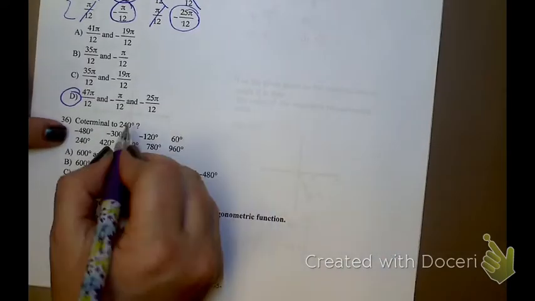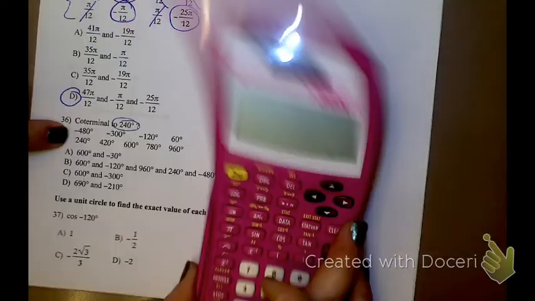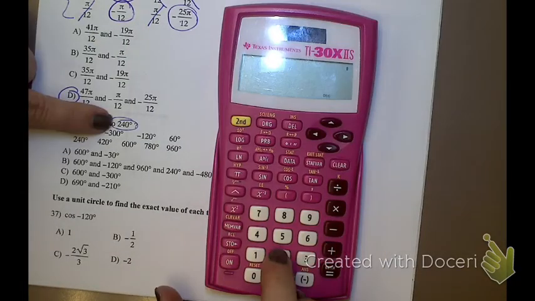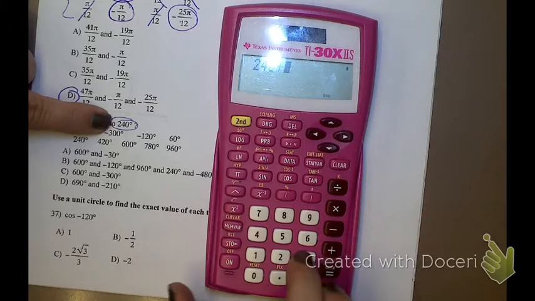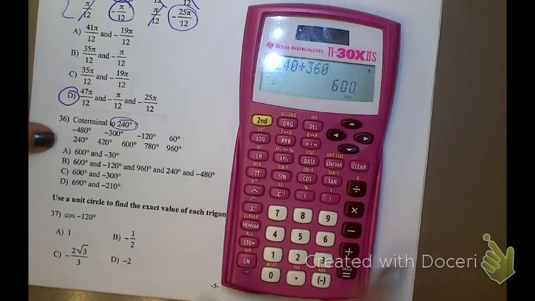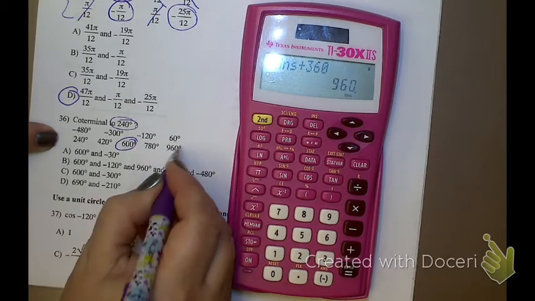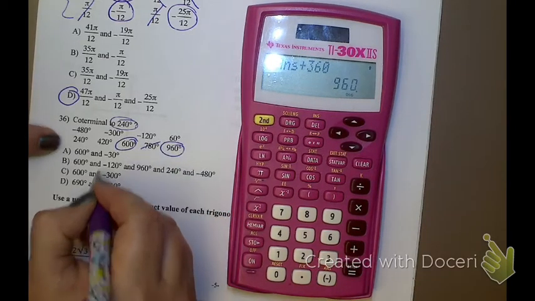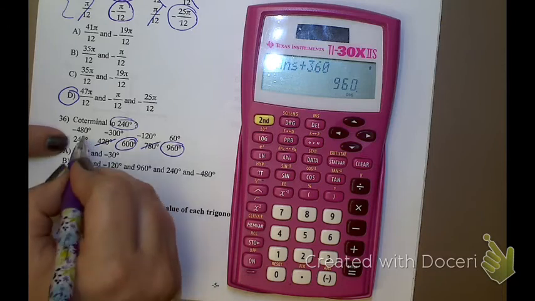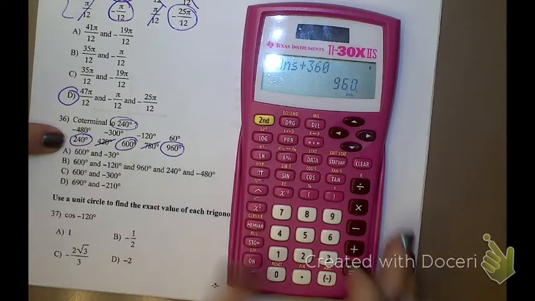Okay, same deal here, 240. I'm going to add 360 over and over again, and I'm going to subtract 360 over and over again. 240 plus 360 is 600, plus another 360, 960, 780 it skipped, 420 it skipped. 240 is coterminal to itself.